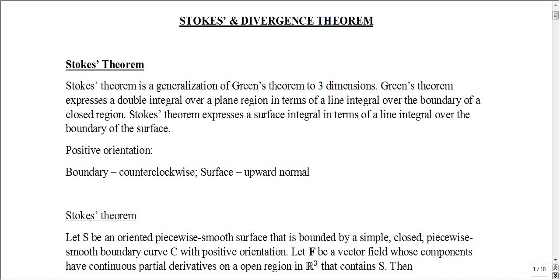All right. So Green's theorem expresses a double integral over a plane region in terms of a line integral over the boundary of a closed region. We spoke about that. Stokes' theorem now expresses a surface integral in terms of a line integral over the boundary of the surface. So just like Green's, we must have orientation. Positive orientation means on the boundary we go counterclockwise like Green's. And remember, for surface integrals, we always want upward normals as positive orientation. Let us look at Stokes' theorem.